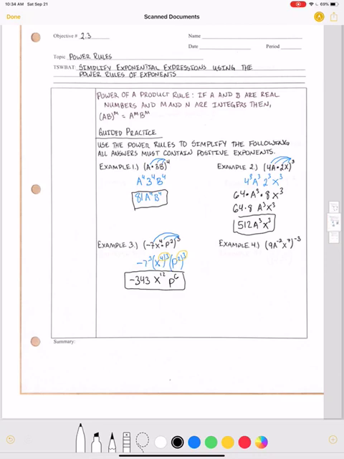In example 4, I have 9a to the negative 2, x to the 7th, all raised to the power of negative 3. Again, I'm going to distribute the negative 3 to the 9, so I have 9 raised to the negative 3rd power. I have a to the negative 2nd power raised to the power of negative 3. And I have x to the 7th power raised to the power of negative 3.